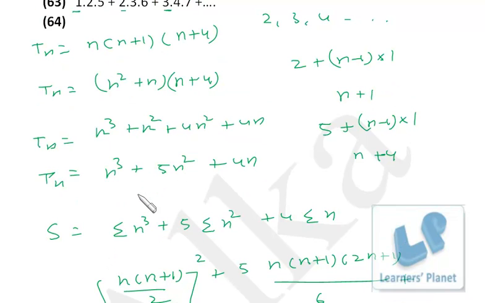The major steps were to find out the nth term. Then after finding out the nth term, write down nth term in this way. Then you just take the summation. You'll be able to get the sum of the sequence. Right?